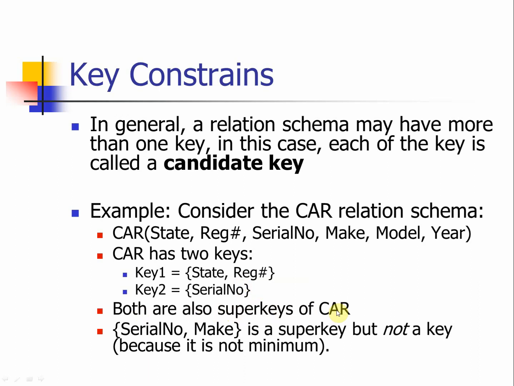So both are super keys of the car. Serial number plus make is a super key, but not a key, because the serial number itself is good enough to be a key, so it's not minimal. And therefore, these are the ideas of super key, key, and candidate key.